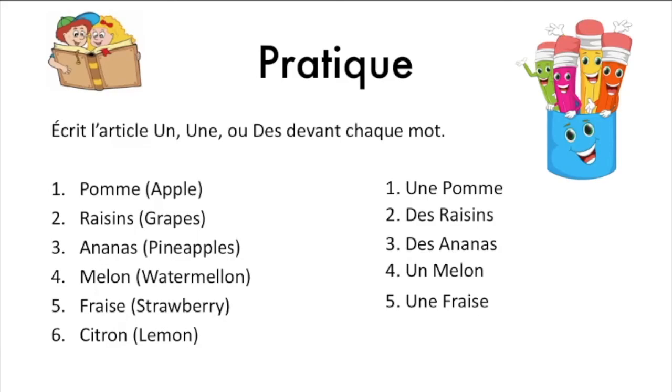And the very last one, we have citron, which means a lemon. So it ends with an N. Let's check if it ends with an ION. No, it just ends with an RON. So we are going to use masculine, un citron.